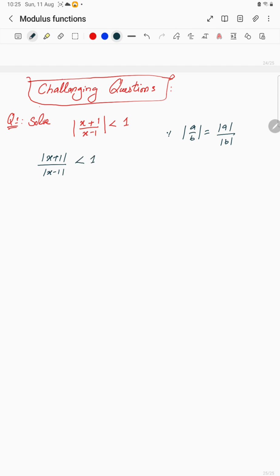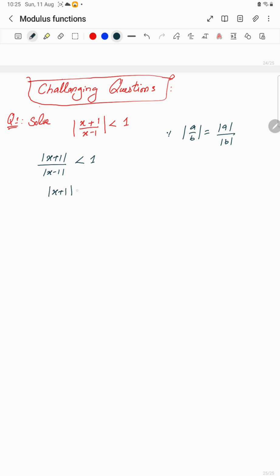Now here you can see, in the denominator we have x minus 1 in modulus. The entire term is in modulus. So whatever be the values of x, the result comes to be positive because of this modulus. So in such cases, whenever in the denominator of an inequality you have the entire term in modulus, then you can do the cross multiplication, because whatever value of x you replace, the result will be positive. So we can do the cross multiplication simply here.